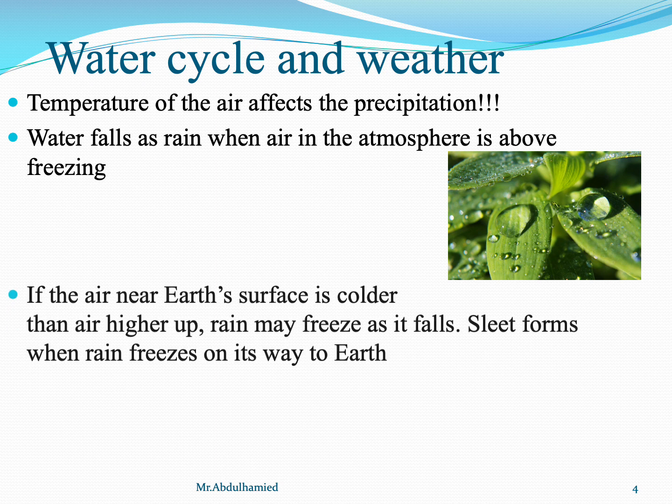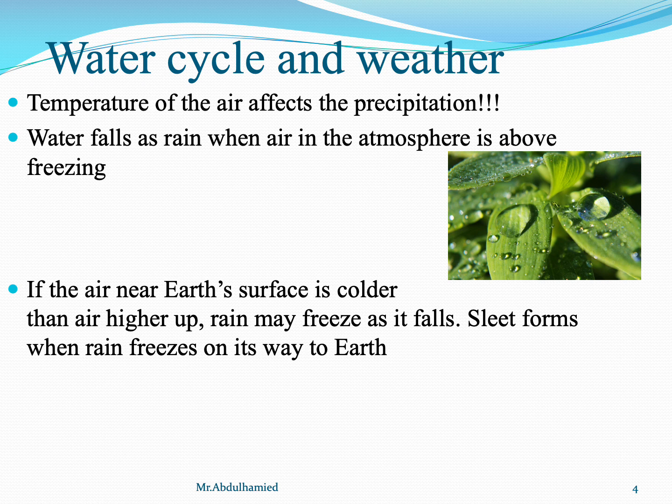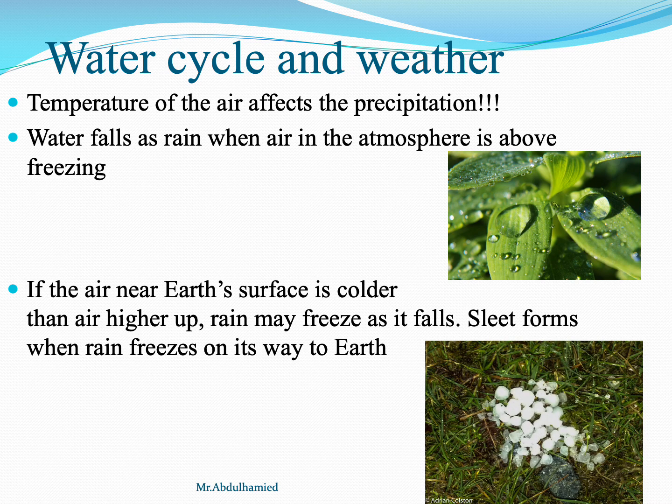Now about the sleet. If the air near Earth's surface is colder than air higher up, rain may freeze as it falls. Sleet forms when rain freezes on its way to Earth. And this is the sleet. As you can see, it's small pieces, or small crystals, of ice. When they form, they can cause damage to us.